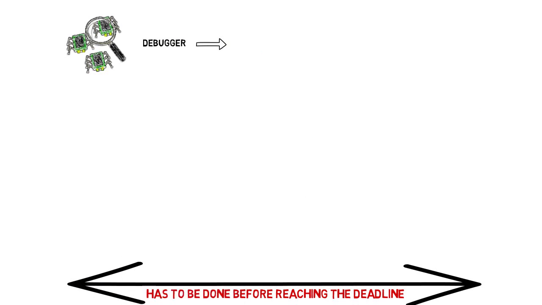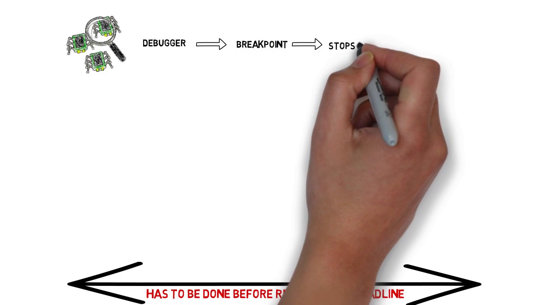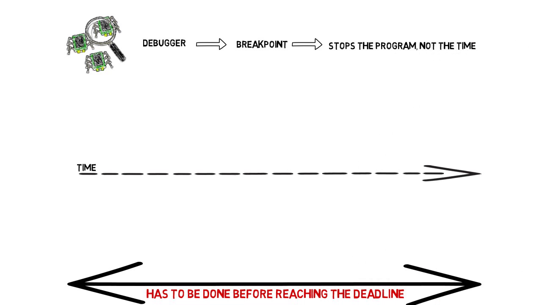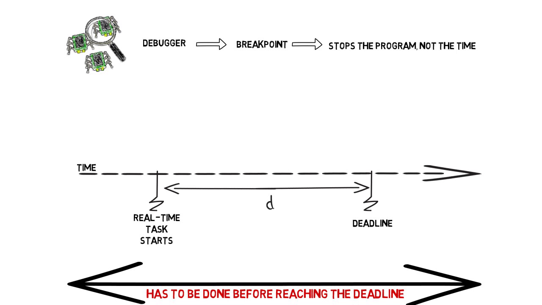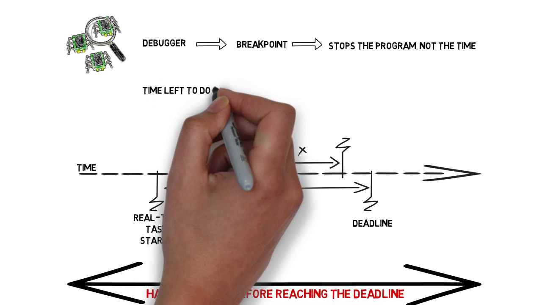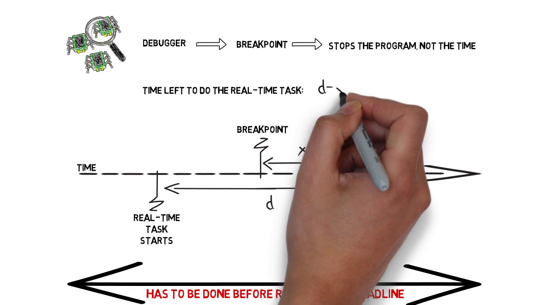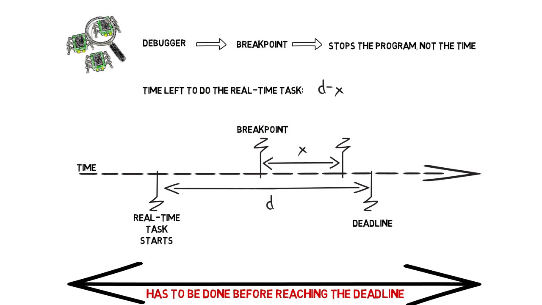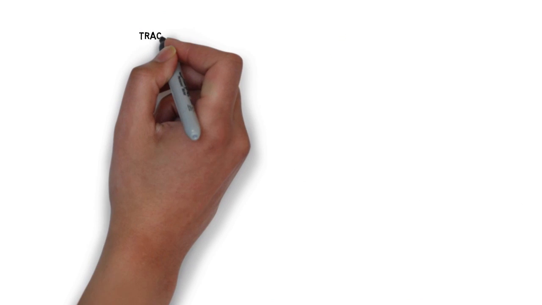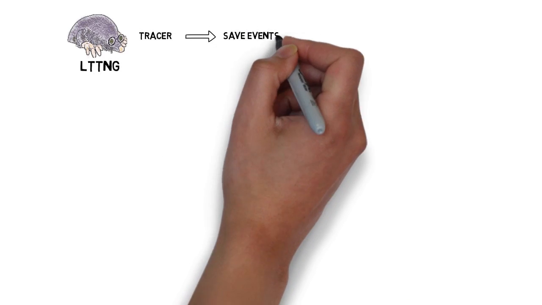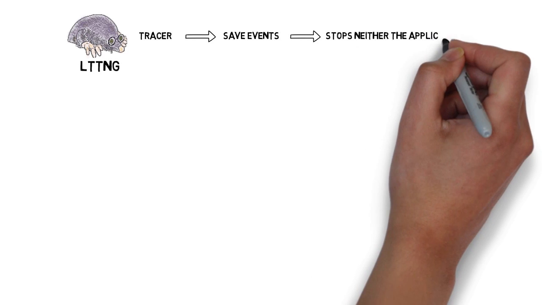A debugger is a tool that allows to stop the execution of a program and analyze what is happening when you have a problem. But it doesn't stop the time. Take a real-time task that has a start and a deadline. It thus has a duration limit d to do its work. But if you add a breakpoint, even if it only takes you x units of time, you now have a duration limit d minus x for a real-time task to do its work. With a tracer, however, you will not stop your task, you will save an event instead.